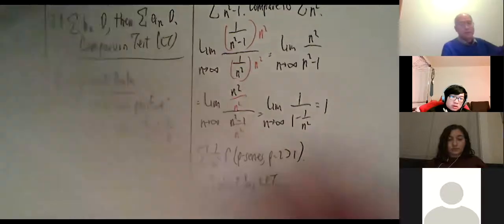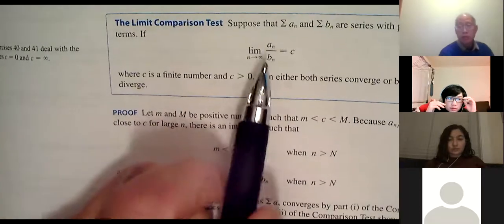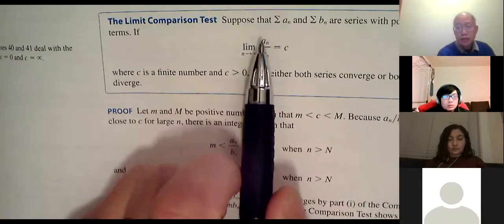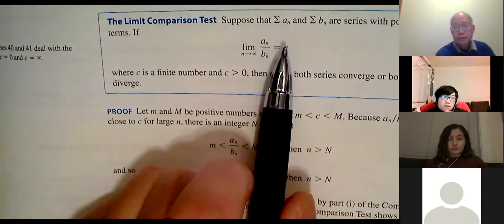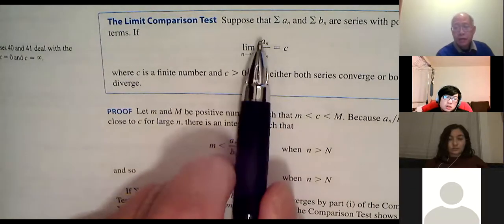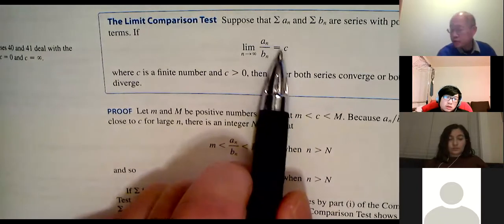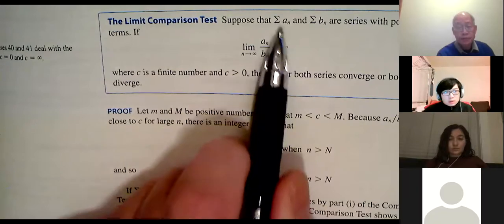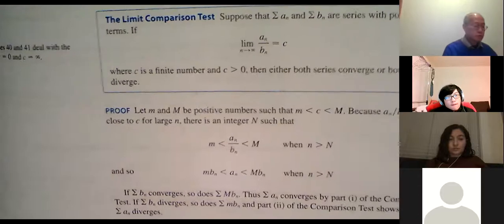You may ask which one should go on top, which one should be on the bottom. It doesn't matter. Because let's suppose I do it this way and the limit comes out to be 7. It's not 0, it's not infinity. If I flip it, the ratio would be 1 over 7, which is still not 0 and still not infinity. So you're good either way. You can pick either one to be on top, either one on the bottom, which means you can pick whichever you want.